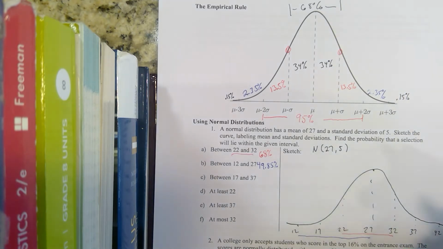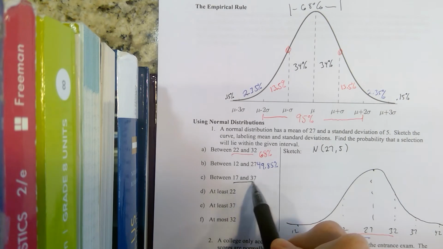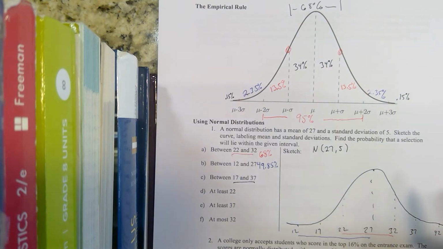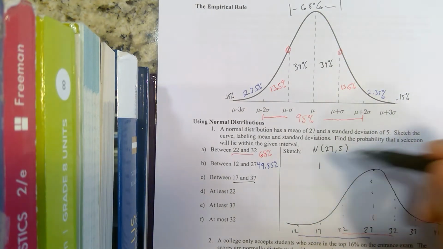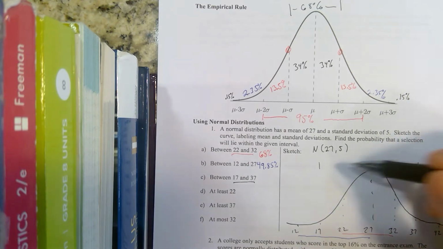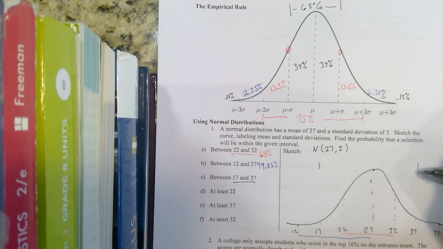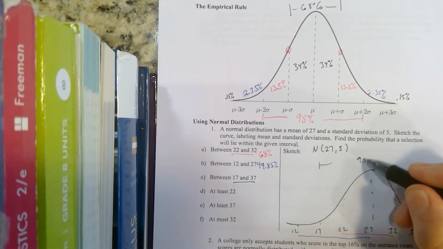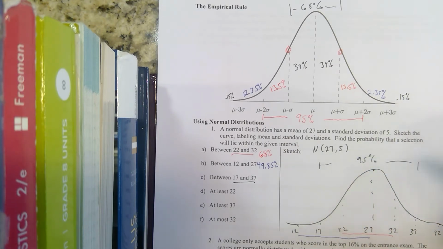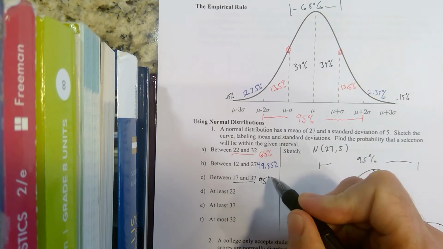Okay, on to the next one. How about if I'm between 17 and 37? So that's from here, 17, to there, 37. Well, that looks to me like it is 2 standard deviations, right? So that's 95% approximately.